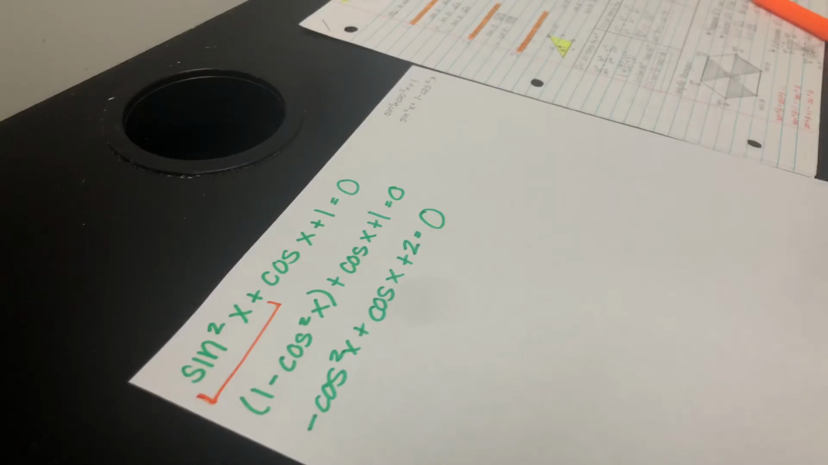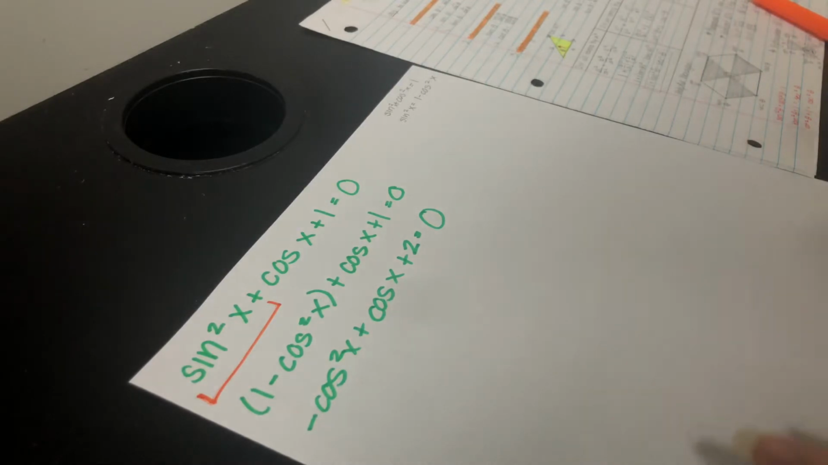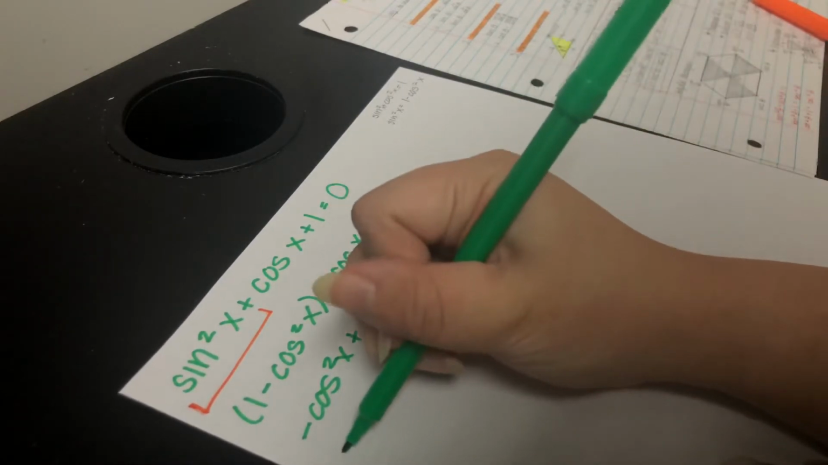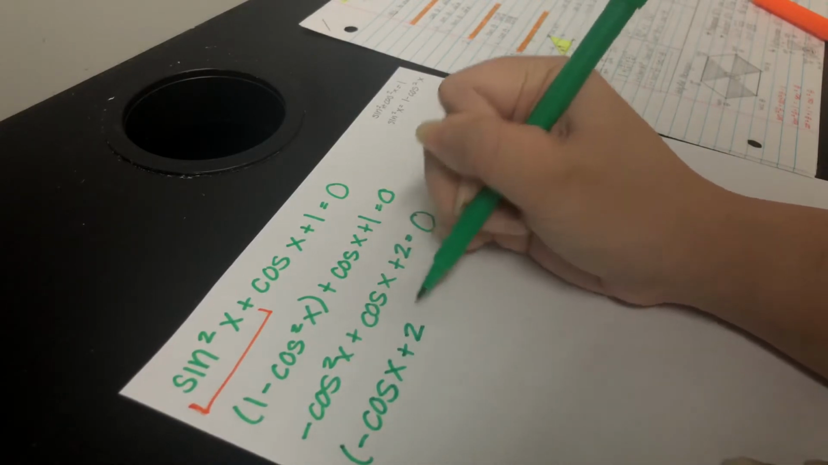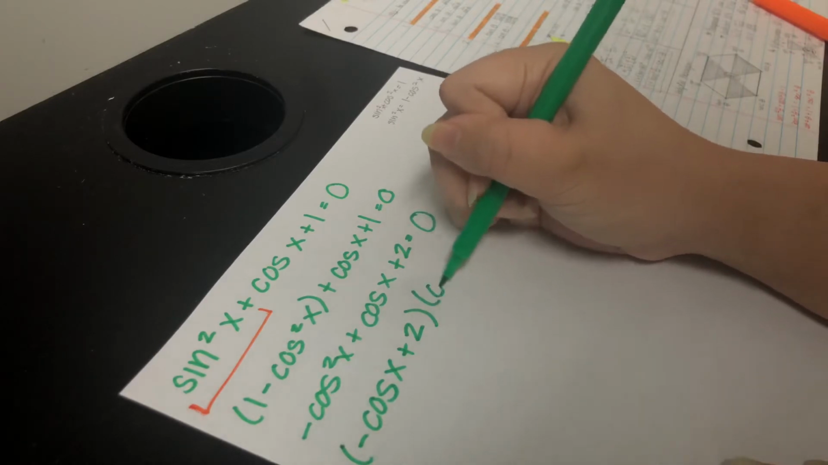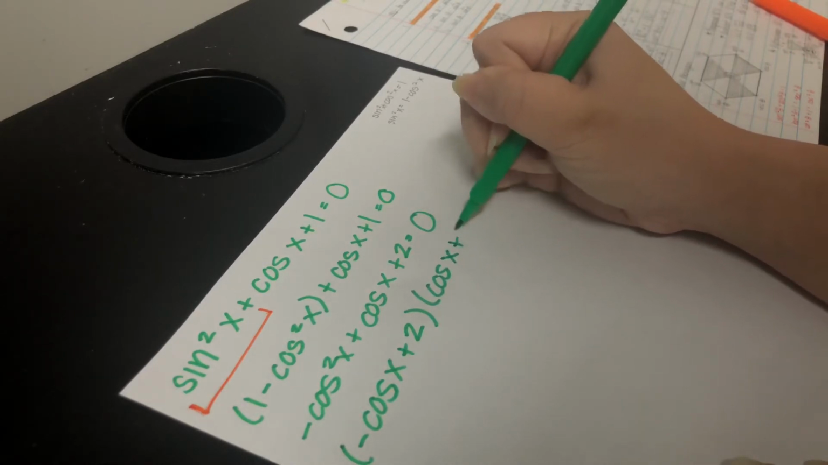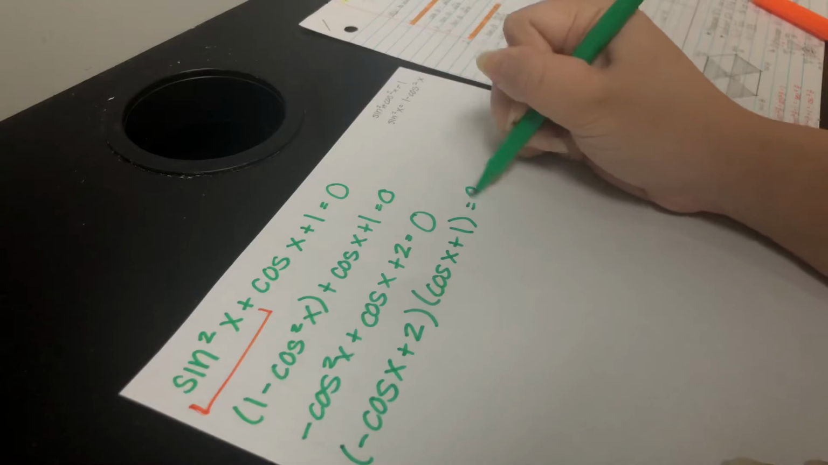And then for the next step, we would have to break this up into two parts, in which we would factor it. So if we factor this whole thing, it would lead to negative cosine x plus 2 times cosine x plus 1, and then equals 0.